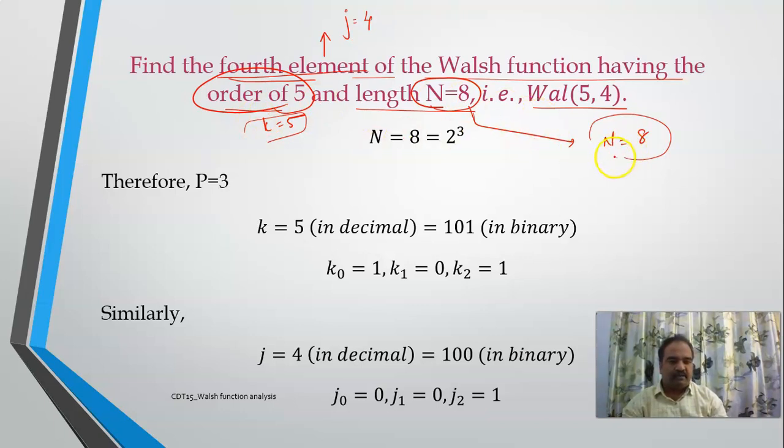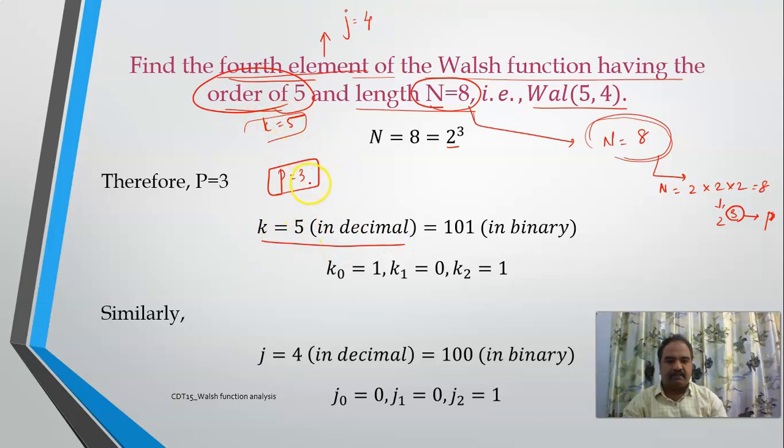When n is equal to 8, if we represent it in the form of multiples of 2, it can be written as 2 cubed. So this will become the value of p. So p is equal to 3. Okay. So k is equal to 5 and j is equal to 4, right? So we have p equal to 3, k equal to 5 and j equal to 4.